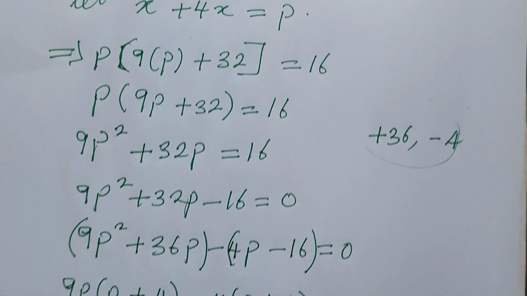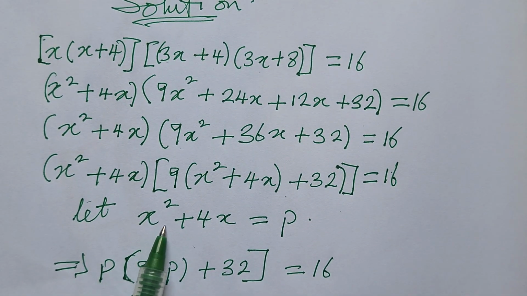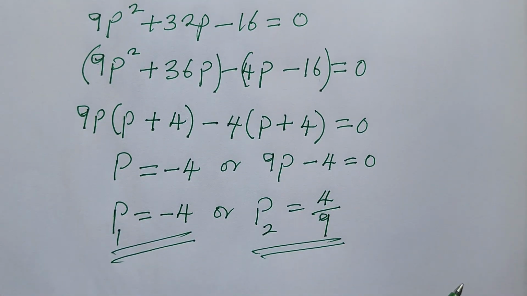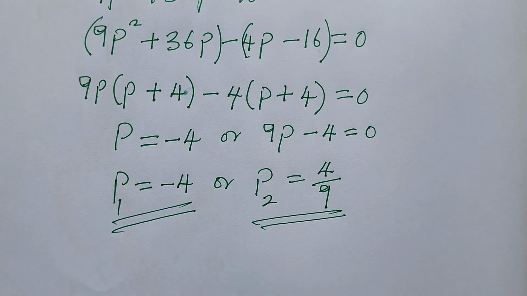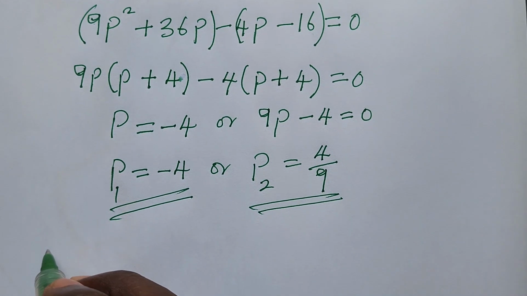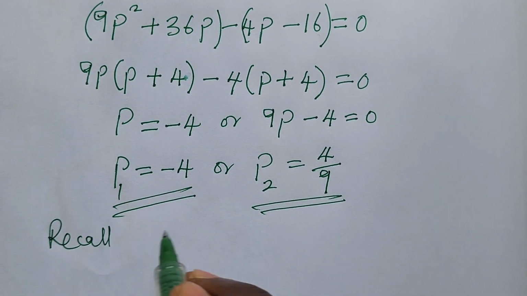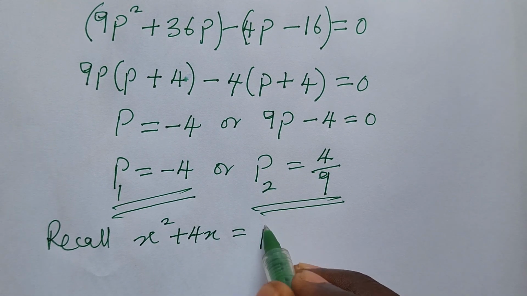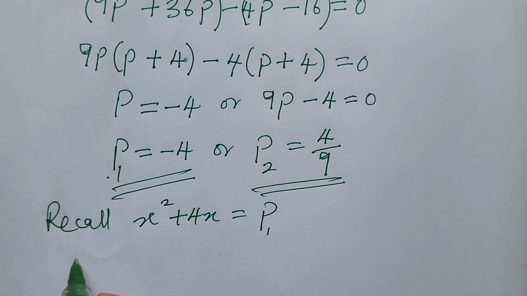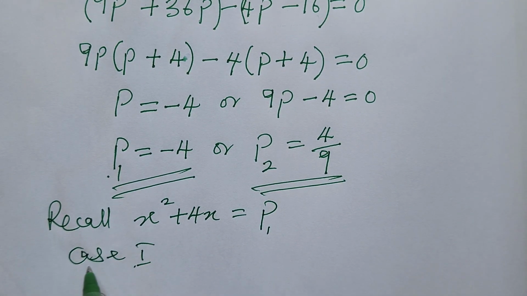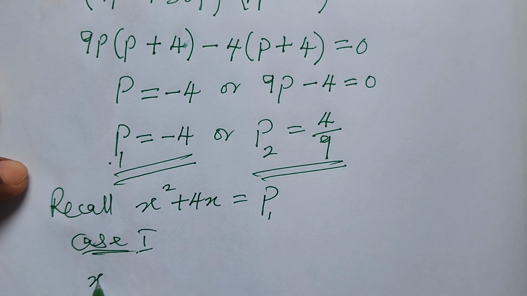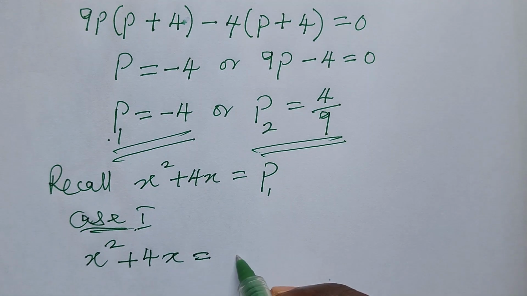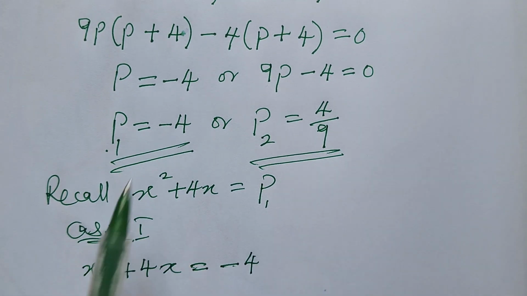Here we did a substitution. Look at what we said. We said let x to the power of 2 plus 4x be equal to p. So we have to look for the actual value of our x. Here we take our case 1. So we're going to say, recall first, that our x to the power of 2 plus 4x is equal to p. So let's take our p1. So that will give us case 1. Our case 1 is going to give us our x to the power of 2 plus 4x now be equal to minus 4, because we have p1 to be minus 4.